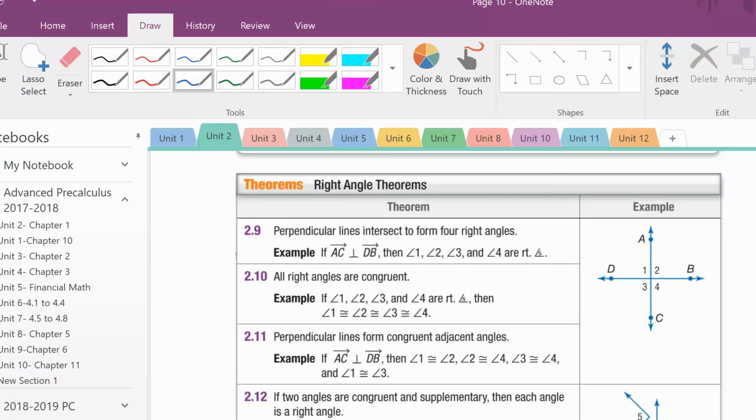There are also some right angle theorems. So if perpendicular lines intersect to form 4 right angles. So if two lines are perpendicular, they form 4 right angles. All right angles are congruent because all right angles equal 90 degrees. So if you have two right angles, you know that they are congruent because they have the same measure. And then perpendicular lines form congruent adjacent angles because they form four right angles, and all right angles are congruent.